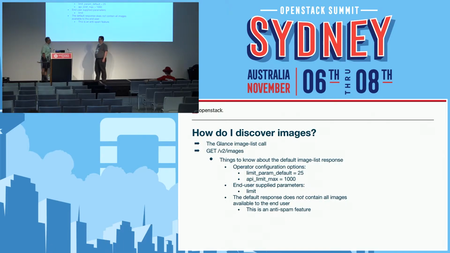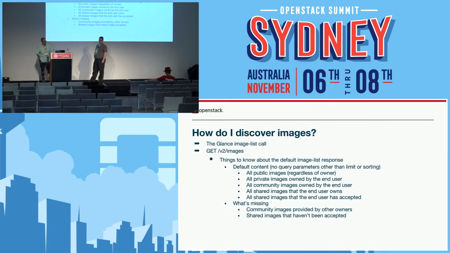The key thing I wanted to bring up about the discovery is that the default image response does not contain all the images that are available to the end user. And I'll talk about why that's the case. It's mostly because it's an anti-spam feature. But I want to bring it up because what we provide in the default image list response is what you're probably interested in. And then if you're interested in other stuff, you need to make some more queries. The way we've got this filtered is not that you get everything by default and then narrow it down. What we try to give you is what makes sense by default, and then you can ask for more if you need it or narrow it down if you need it.